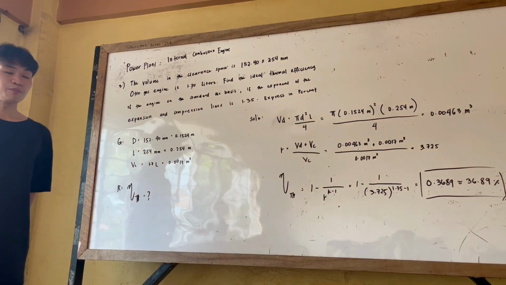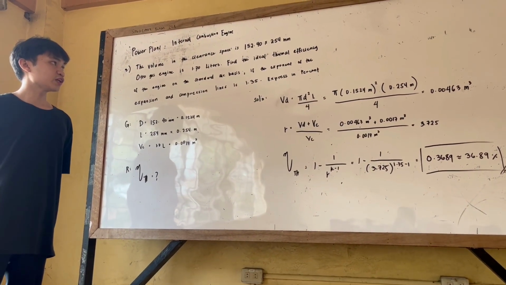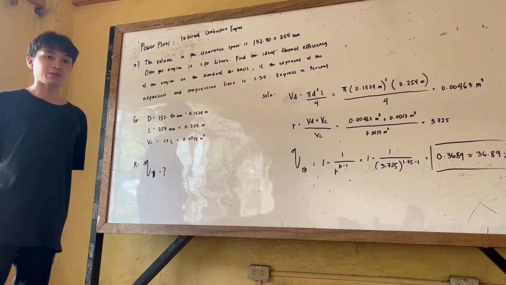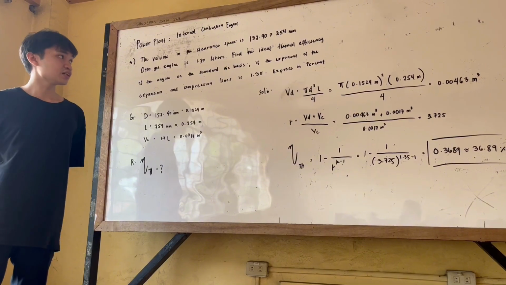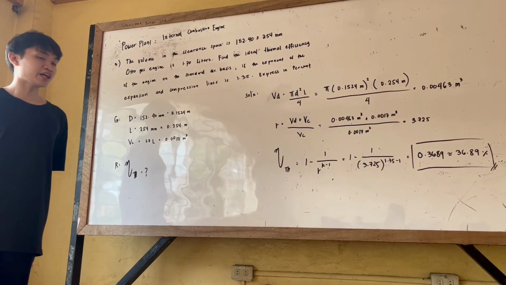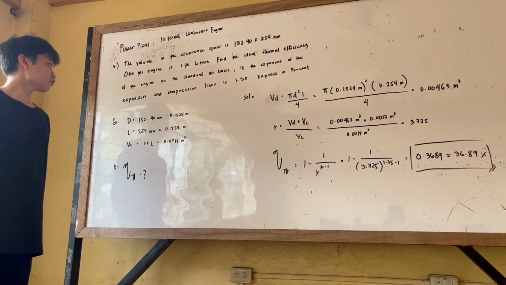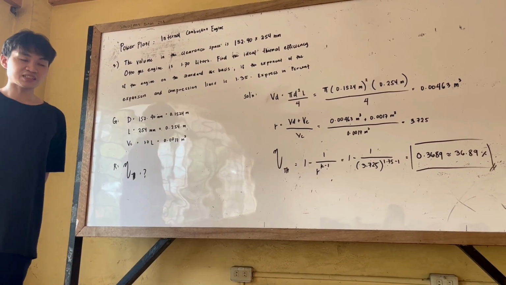So for our last problem, the volume in the clearance space of a 152.4 by 254 millimeter auto gas engine is 1.70 liters. Find the ideal thermal efficiency of the engine on the standard air basis. The exponent of the expansion and compression line is 1.35, expressed in percent.